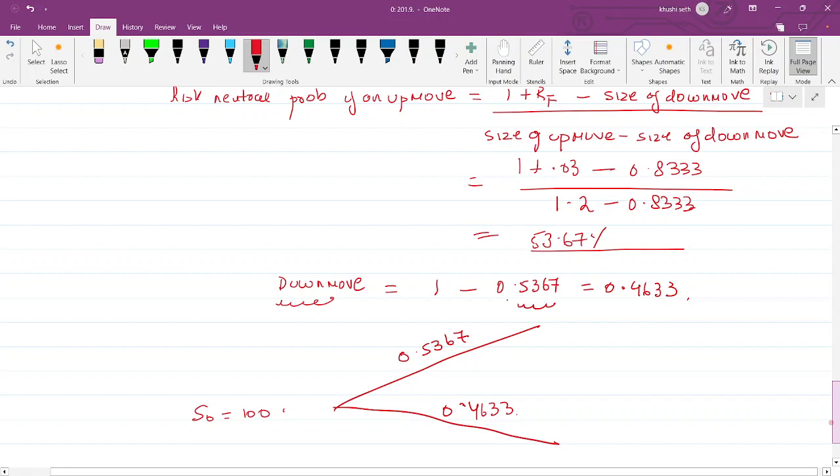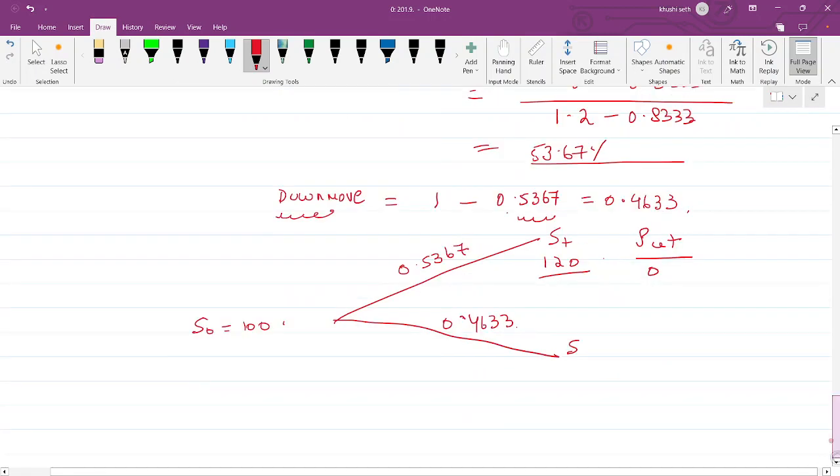अब जब अंडरलाइन ऊपर जा रहा है तो उसका दाम हो रहा है 120, और 120 के दाम पे पुट का दाम क्या है? Put is going to expire out of the money, its intrinsic value is going to be 0. और जब नीचे जा रहा है तो price of the underlying is going to be 83.33, or put is going to expire in the money, its intrinsic value is going to be 16.67.